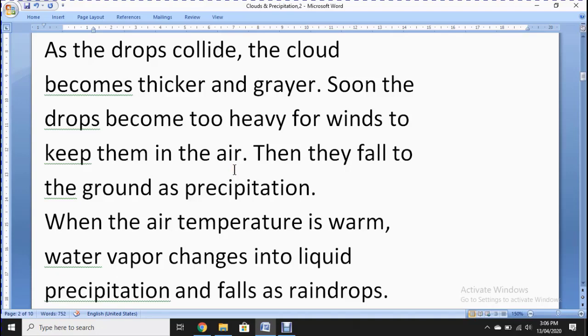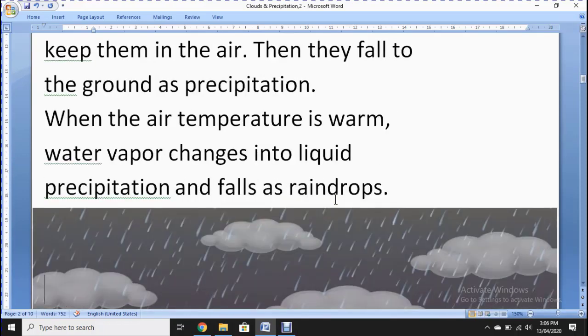When they are separate, they can stay in the air, but as they collide with each other and become thicker, their weight becomes more and more, and the air can't keep them up. Then they fall to the ground as precipitation. You can say that water in the form of rain is named precipitation.